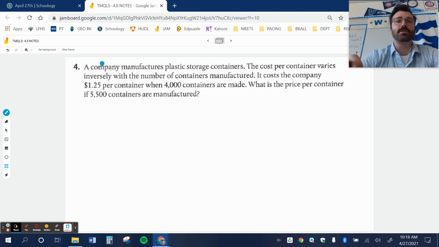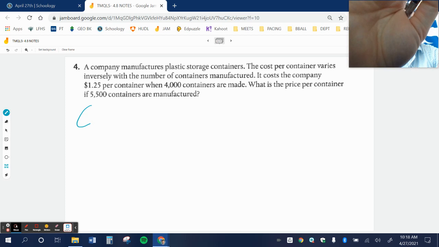So a company manufactures plastic storage containers. The cost per container varies inversely with the number of containers manufactured. If the cost is $125 per container when 4,000 containers are made, what's the price when 5,500 are made?